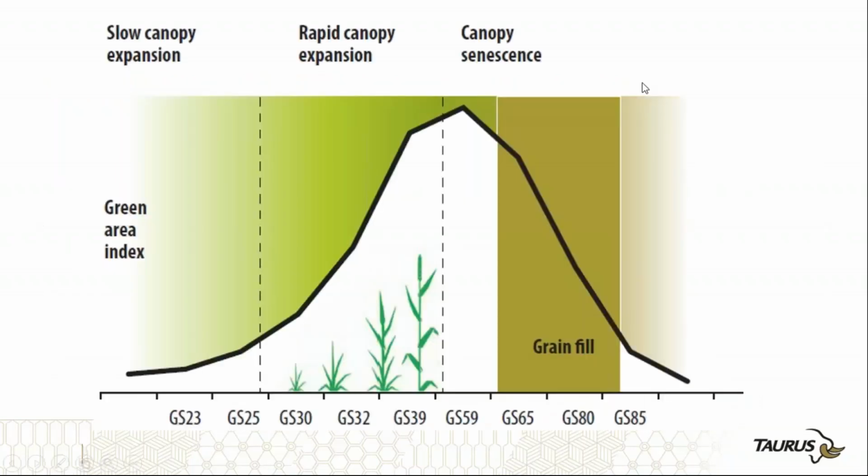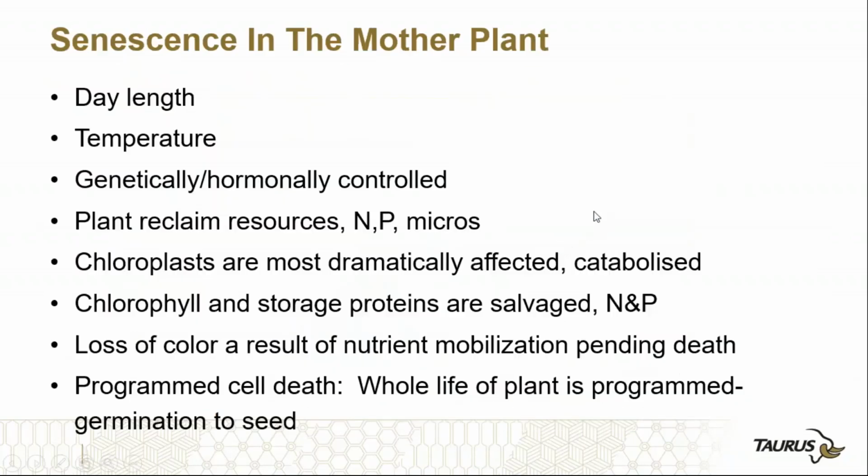So what we're going to do is start off at the back end of this. We're going to start off here at grain filling and what happens there. Senescence in the mother plants is affected by daylight, temperature, genetics and hormones. Plants reclaim resources of N and P, and microbes. And for the plant to do that, it has to kill cells, basically. So the chloroplasts are the most dramatically affected, and they're cannibalized. Catabolized is the same as cannibalized.